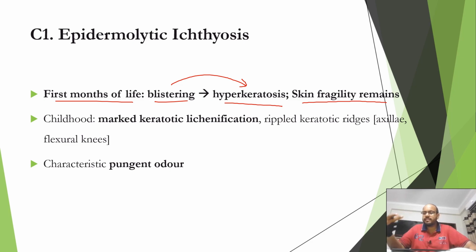So can you understand that this is behaving somewhat like an epidermolysis bullosa kind of picture? But in epidermolysis bullosa, you will not see that much hyperkeratosis. In epidermolytic ichthyosis, it starts as CIE plus blisters and eventually leads to hyperkeratosis, but the skin remains fragile. During childhood, there is marked keratotic lichenification and rippled keratotic ridges over the axilla and flexural areas.